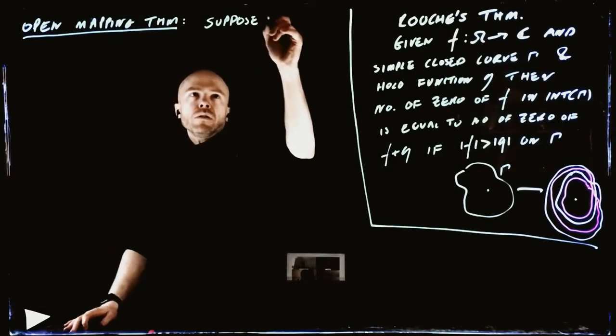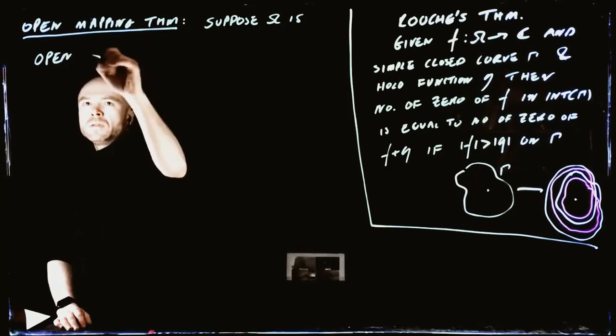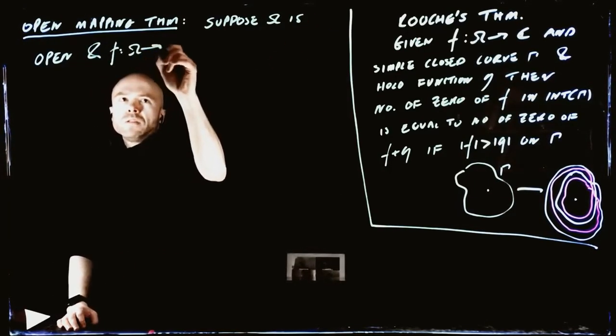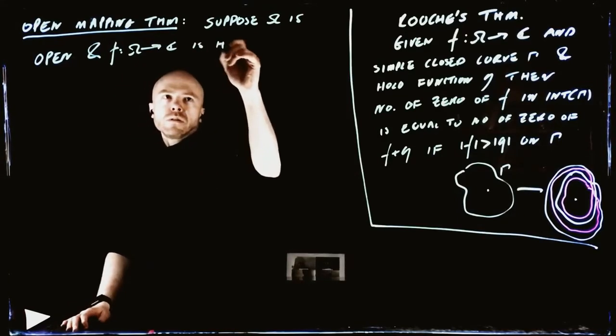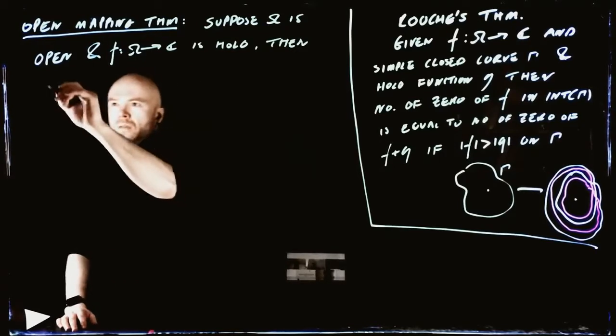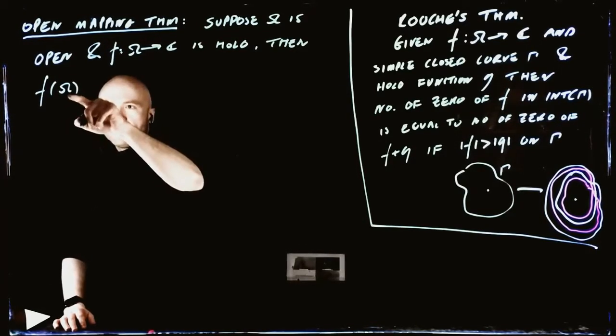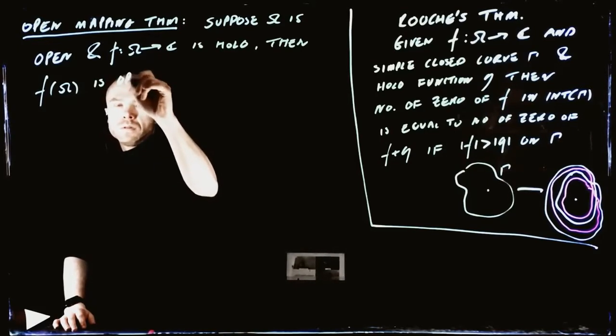Suppose Omega is open, and f from Omega to C is holomorphic, then the image of f acting on Omega is open too.